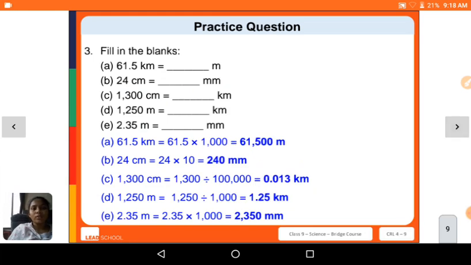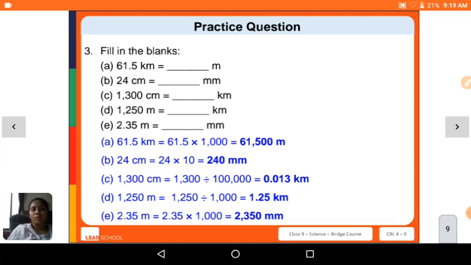So 61 kilometer into meter. We multiply kilometer into meter by 1000, so it will be 61,500 meter. 24 centimeter into millimeter, so multiply it by 10, so 240 millimeter. 1300 centimeter into kilometer. For 1300 we divide first by 100 and then by 1000. So 0.013 kilometer is the answer.